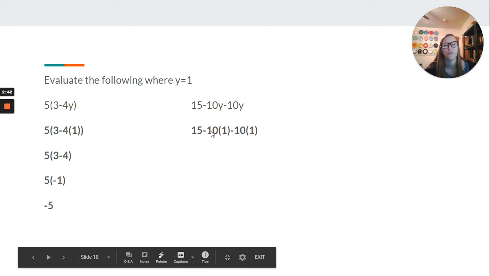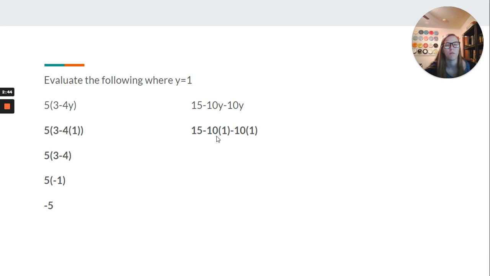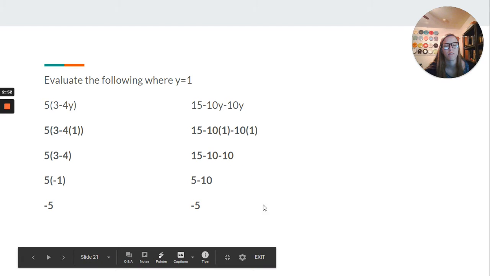Same thing here. First substitute the numbers. So we're going to multiply each of these by 1. So we have 15 minus 10 minus 10. 15 minus 10 is going to be 5. Minus 10 again is negative 5.